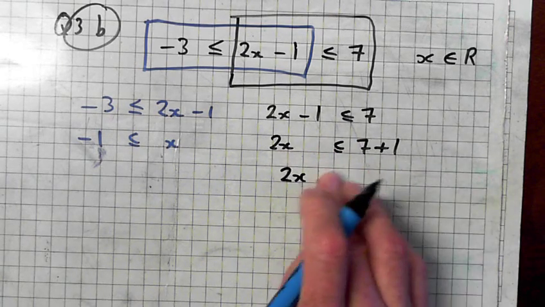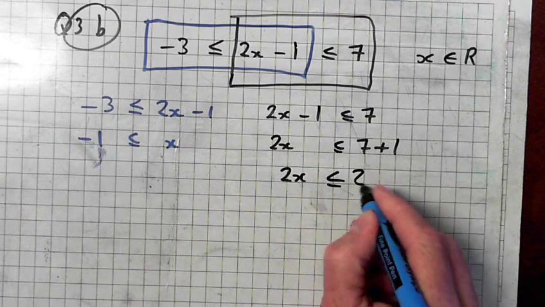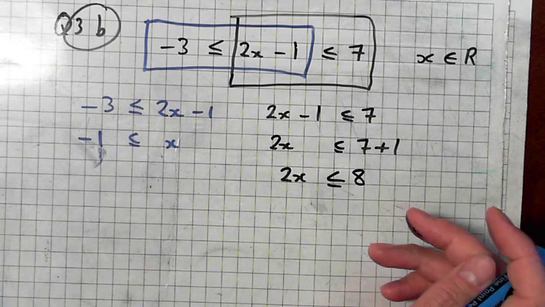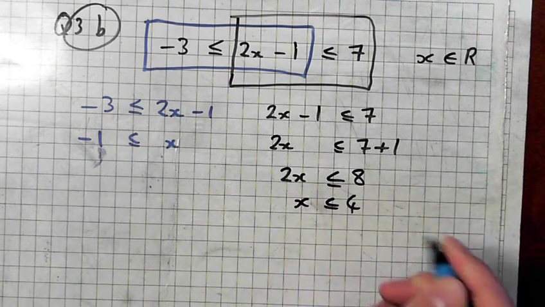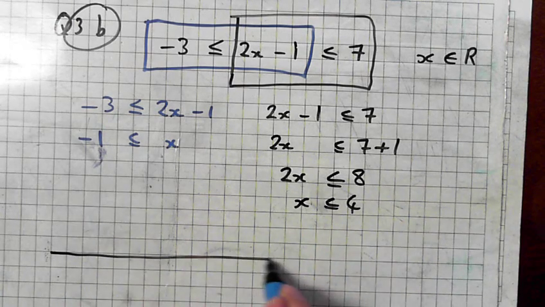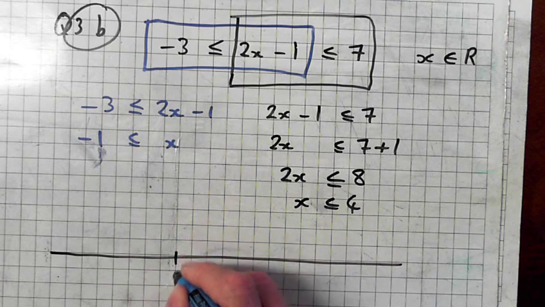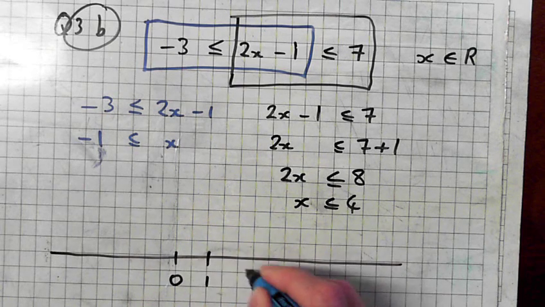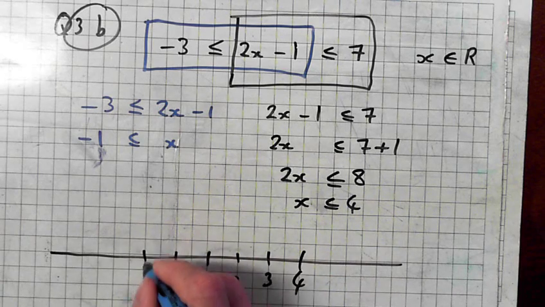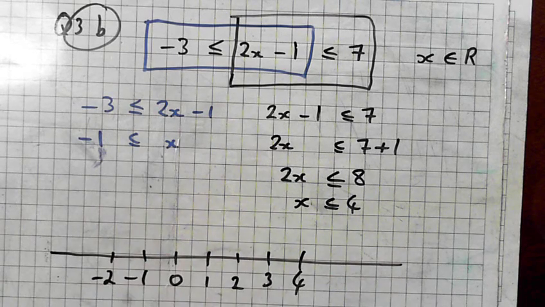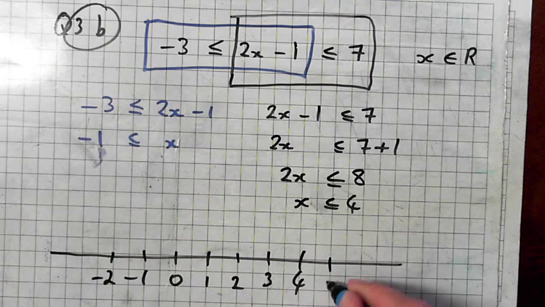2x is less than or equal to 8. Divide both sides by 2. 4. 1. Less than or equal to 4. Right, we need a number line now. X is greater. 4 and then minus 1, minus 2 is far enough. And maybe 5, maybe a 6.